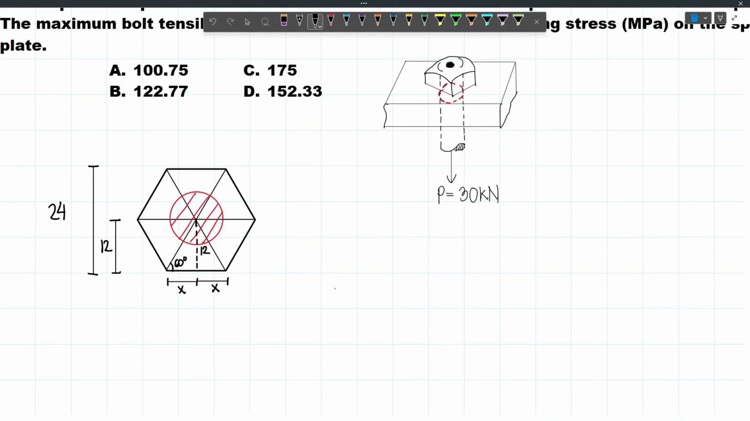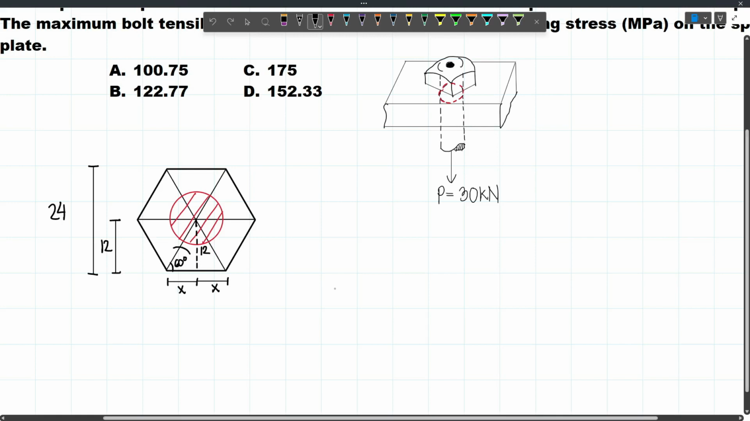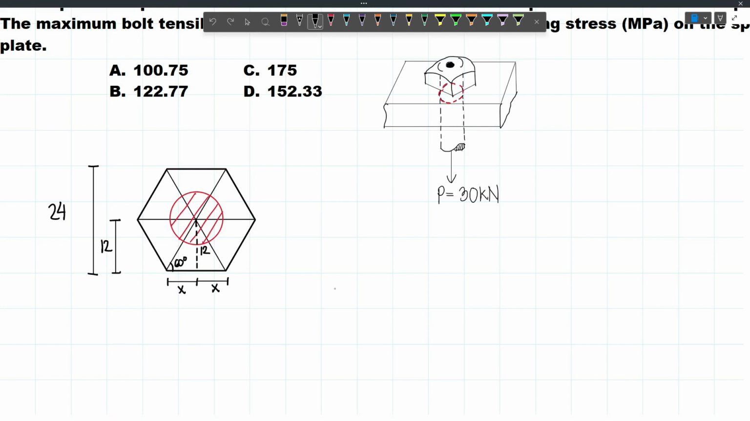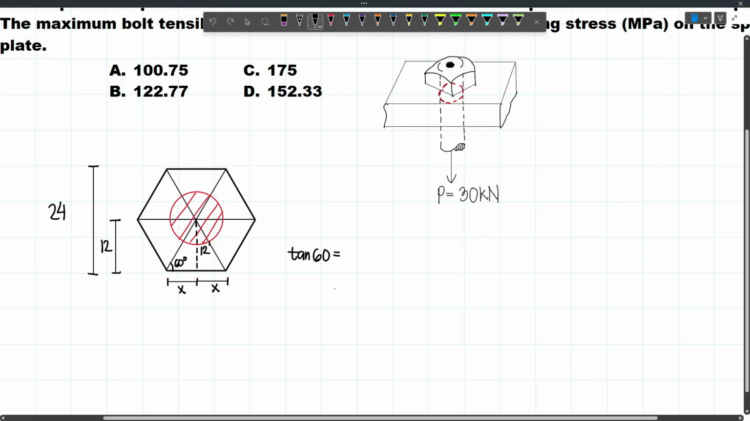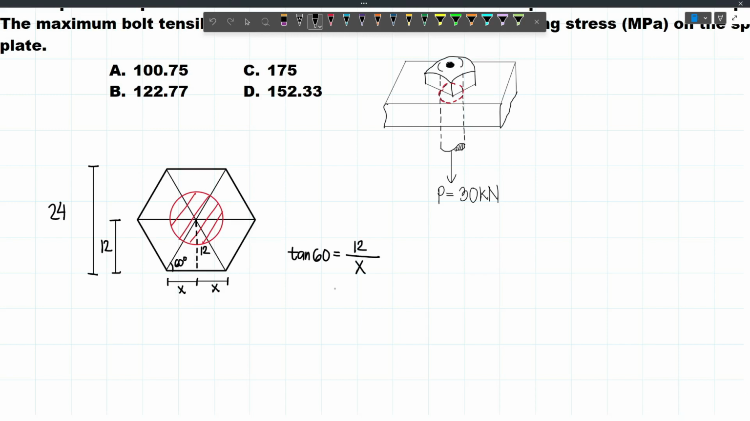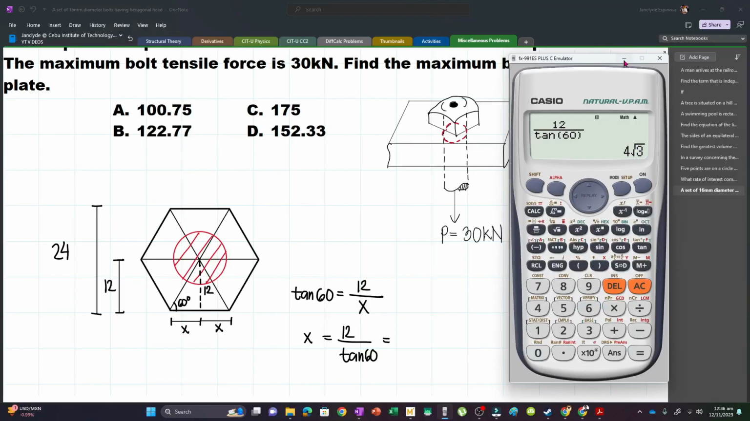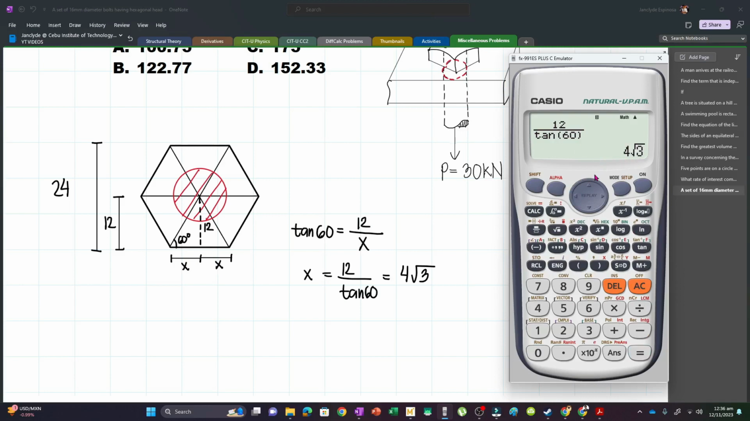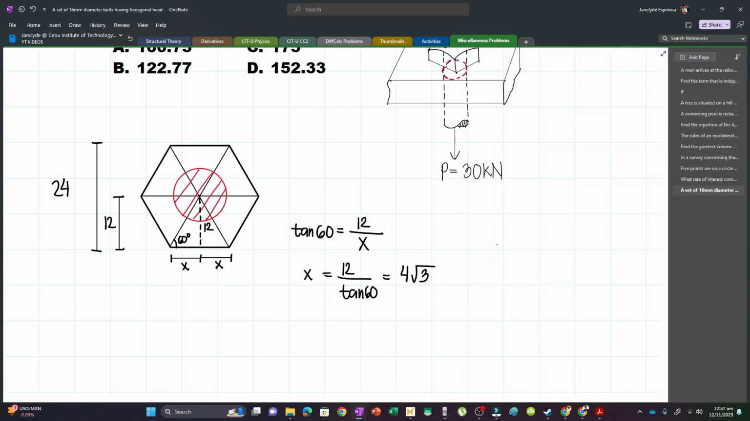Now, in order to solve for x, we need to use the tangent relation of these sides. And so, tangent of 60 is equal to opposite over adjacent. The opposite side is itong 12. That's opposite to this angle. And then over the adjacent side is x. And so now we can solve for x. X is equal to 12 divided by tan 60, which is 4 square root of 3. And then let's just store this value dito sa A, so that we won't need to type this. Kasi it's very important to save time in your calculations. So we stored this sa A.